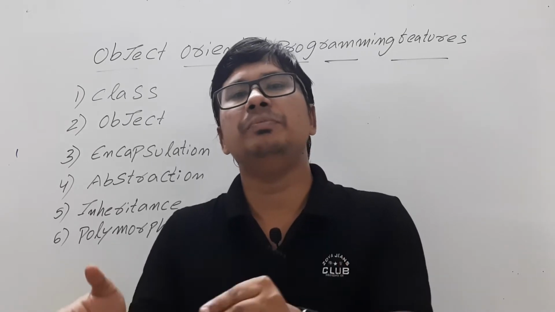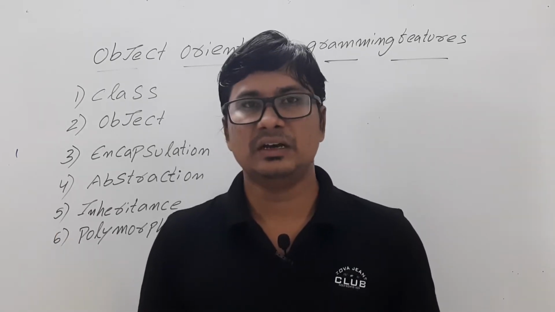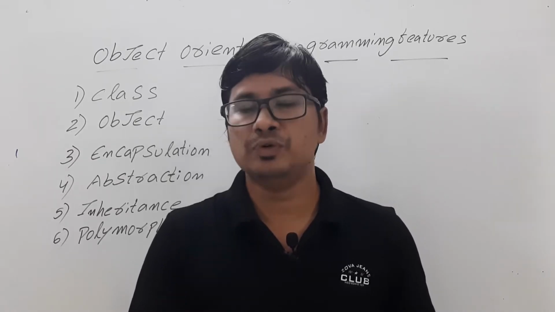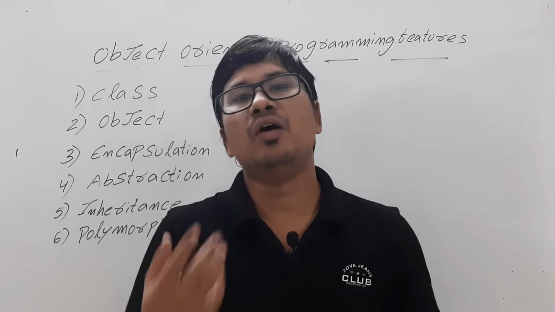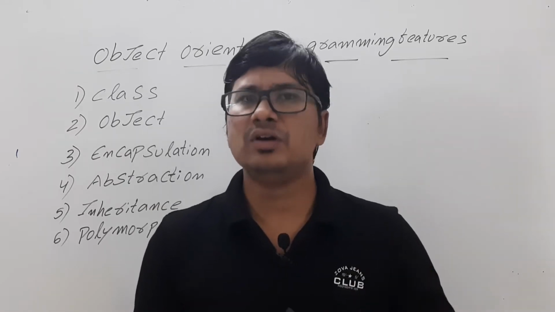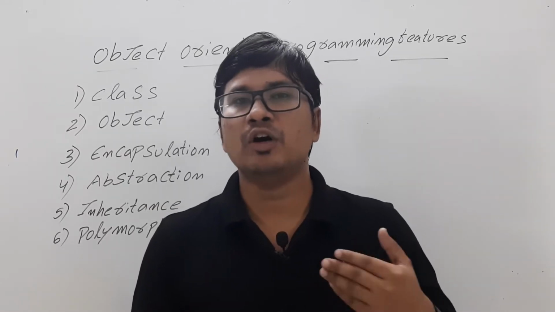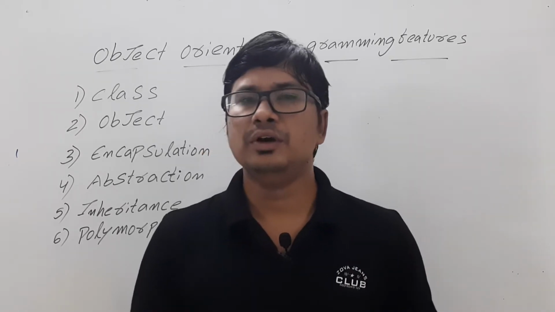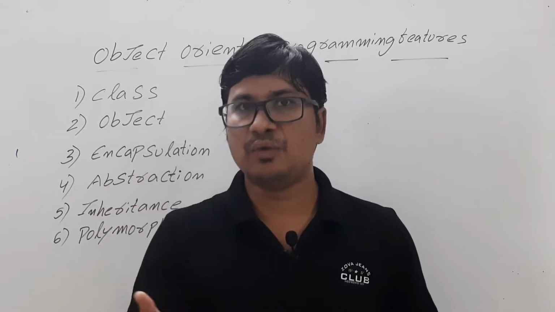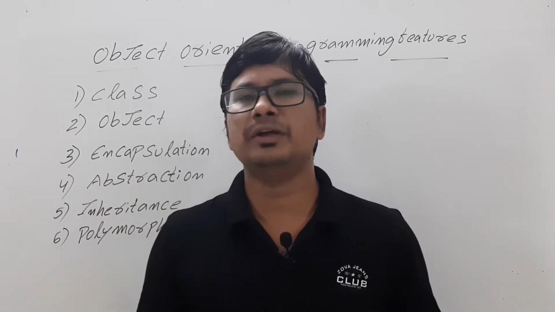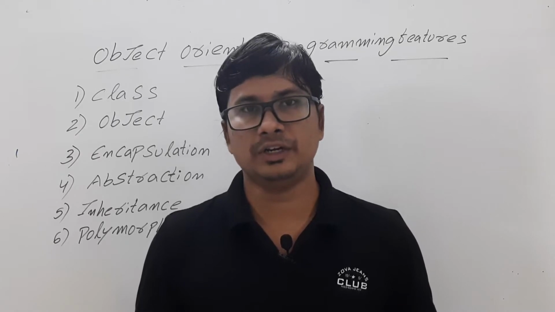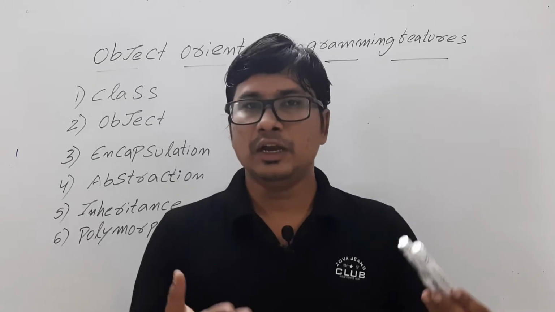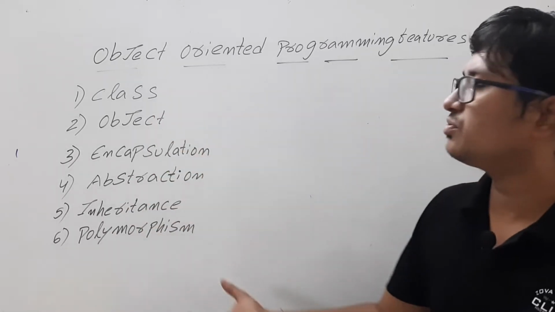One reason is to implement real-time things. And one more reason is that object-oriented programming supports reusability and also provides security. Because of these reasons, every programming language tries to provide object-oriented concepts. Now, C++, Java and Python and other programming languages support object-oriented programming, whereas C does not provide it. Now, let me discuss all these features in detail.